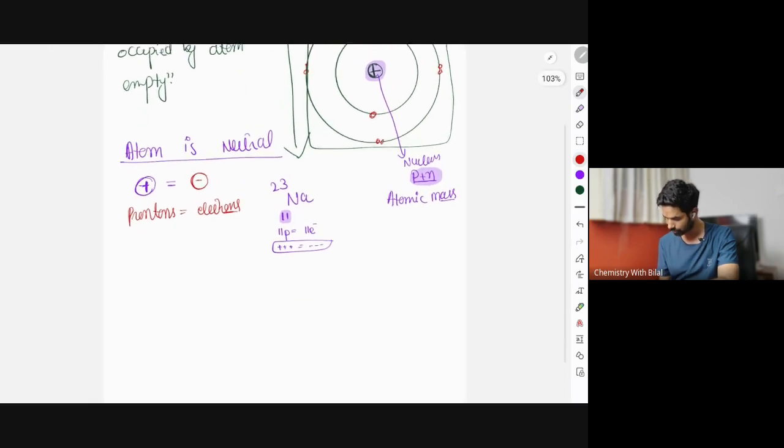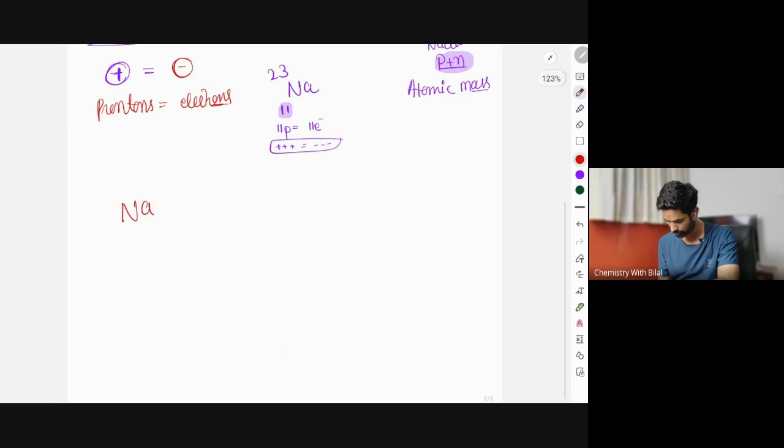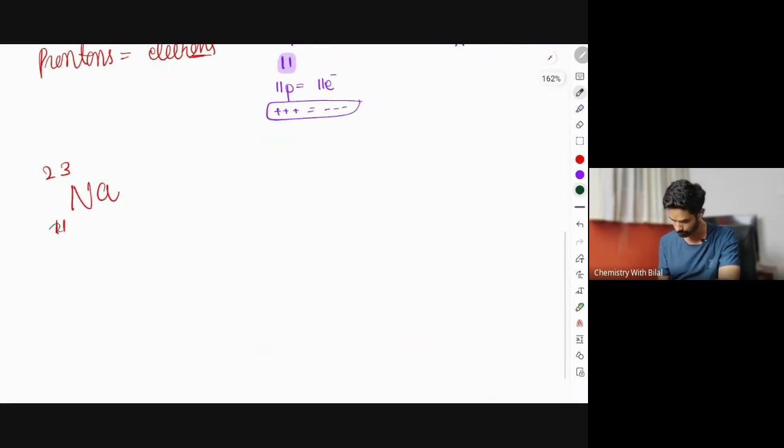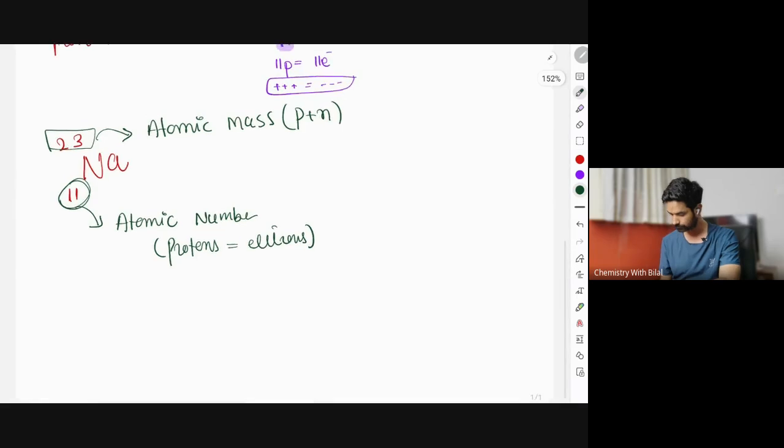electrons, correct? Now, we know that with every single particle, this is from O levels, there are 2 different digits associated. Like with sodium there are 2 numbers. The smaller number is always known as the atomic number. And this bigger value is called the atomic mass, right? Atomic mass is the sum of protons and neutrons. Atomic number is just the protons. And it is the same as electrons if there is no charge, right?